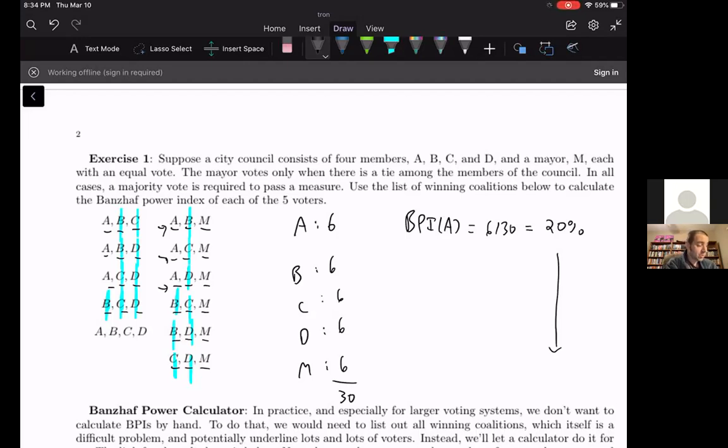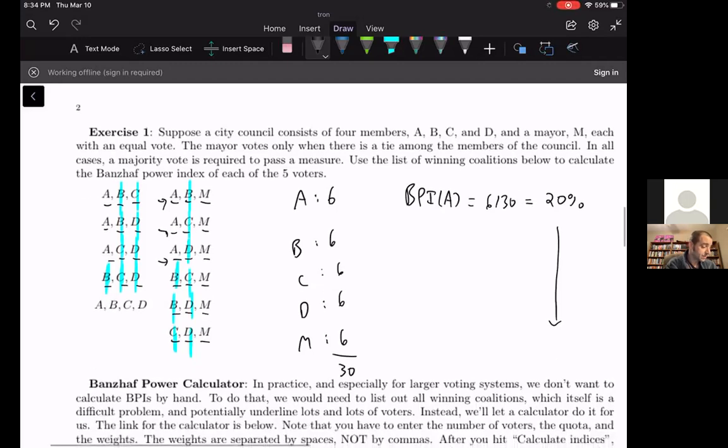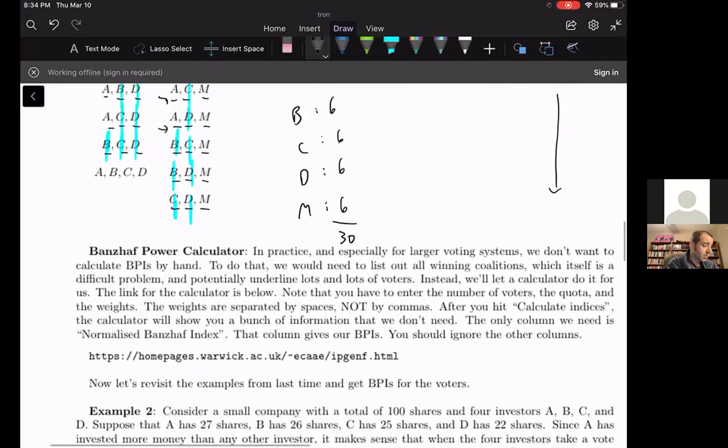So here's an example where there's an equal power split. Everybody has 20% of the power here. Okay, now I just did 2 examples by hand. We listed out all possible ways that a measure could pass, did the underline thing, did the counting, and we got the Bonsoff power index for every voter. You don't want to do that often, especially for larger voting systems.